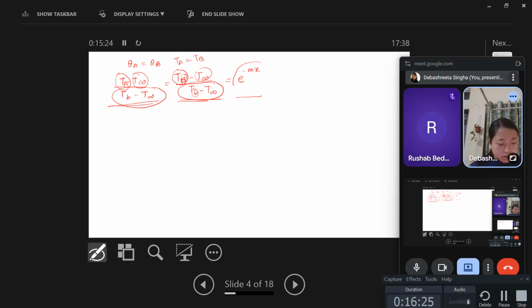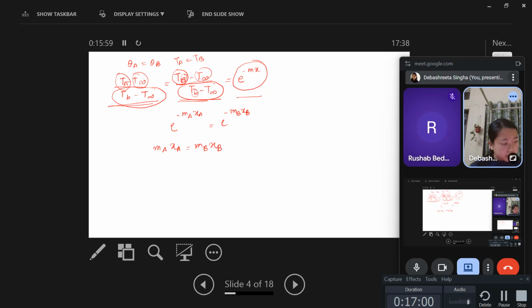So this part of the equation, that is e to the power minus mx, should remain constant for both the rods. So how can we write it? e to the power minus ma xa is equal to e to the power minus mb xb. So from here we can write ma xa is equal to mb xb.